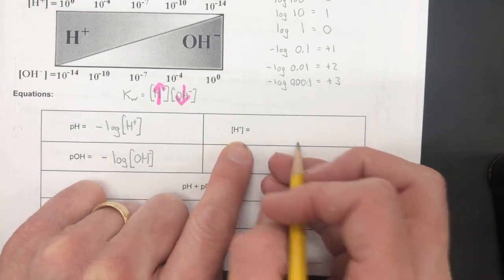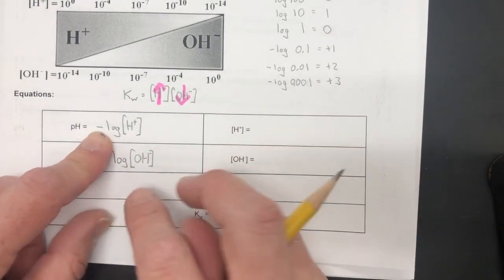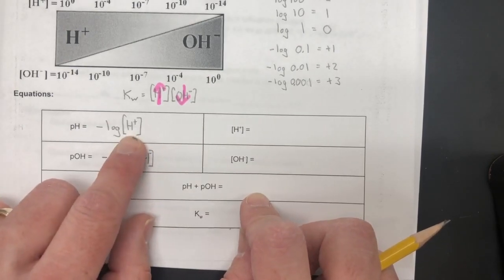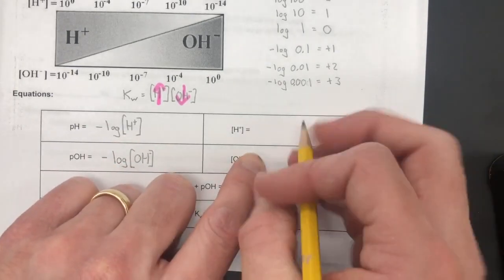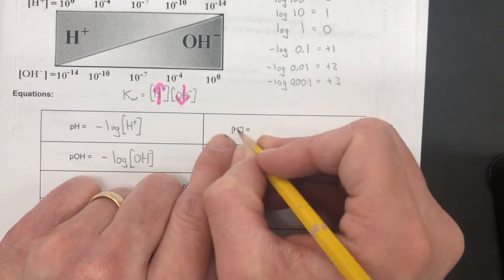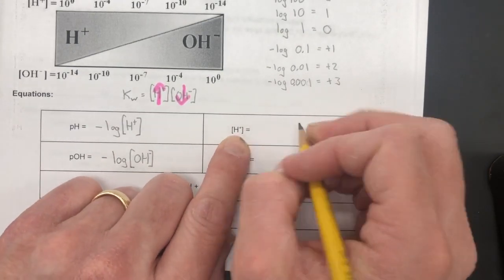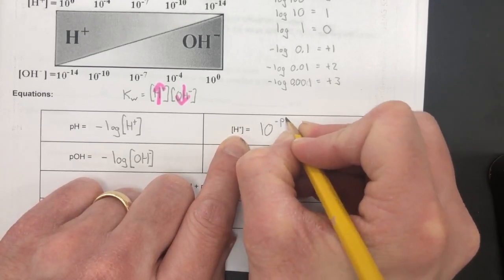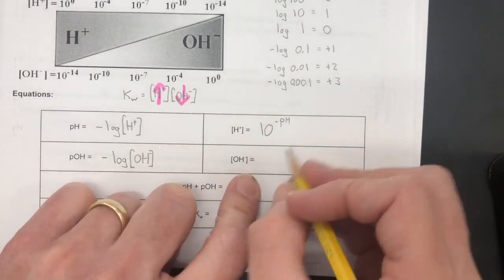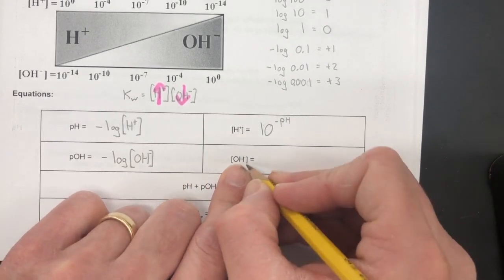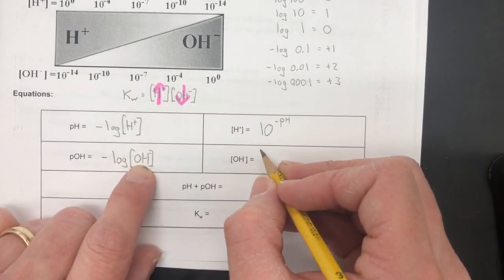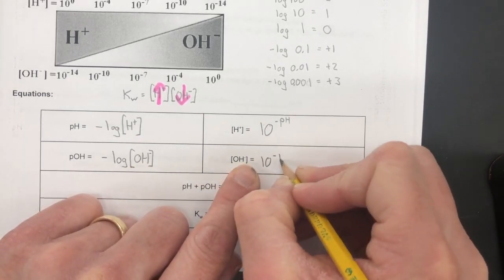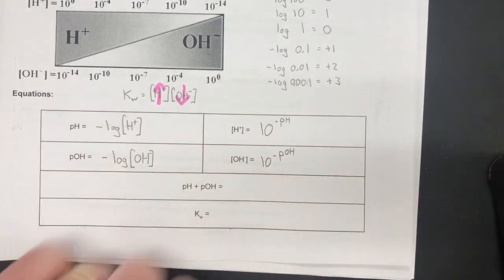And from these equations, we can actually rearrange the equation a little bit and solve for the concentration variable. And when we do that, the new equation looks like, if we solve for the hydrogen ion concentration variable, it's 10 raised to the power of the negative pH. And if we solve for the hydroxide ion concentration, then we're going to get 10 raised to the negative power of the pOH.